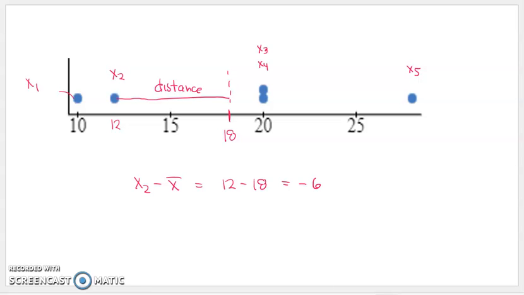Well, that's a negative distance. You can say, well, it's negative, it's 6 units less than the mean. But when I'm finding distances, I want to make these positive. So one way to make these positive is to take the absolute value of that distance. The absolute value of -6 equals 6, which says essentially that if you were positioned at x2, you've got to take 6 steps to get from 12 up to 18.